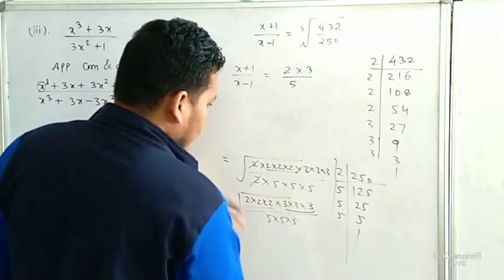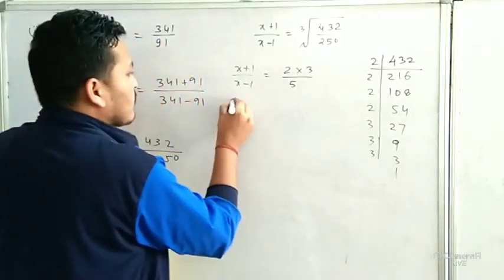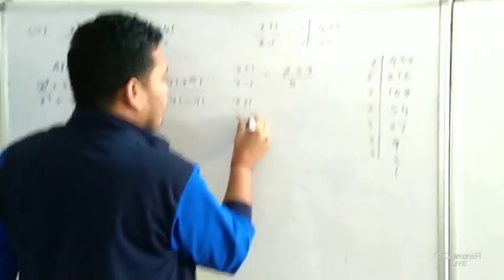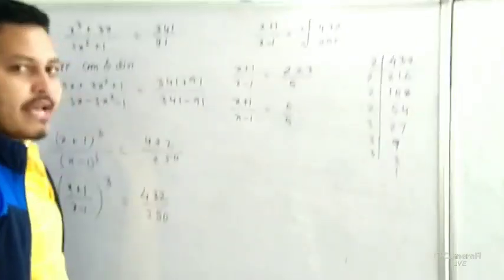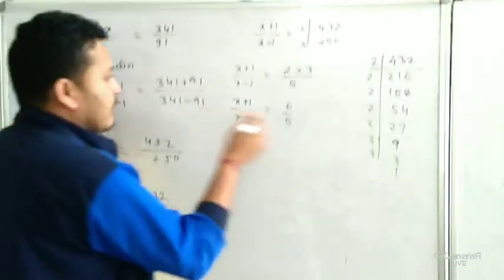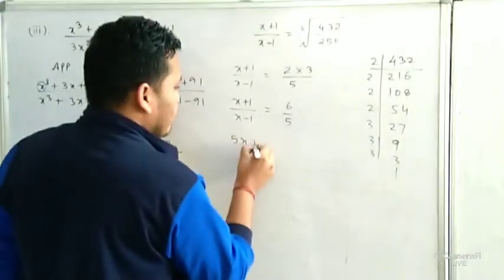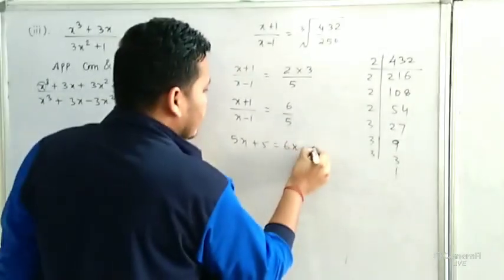So how can you solve it sir? इसको solve करो तो कितना बनेगा? So then it is x plus 1 upon x minus 1 is equal to 6 upon 5. Cross multiply, yes, we can apply componendo and dividendo again. Cross multiply कितना हो जाएगा? 5x plus 5 is equal to 6x minus 6.